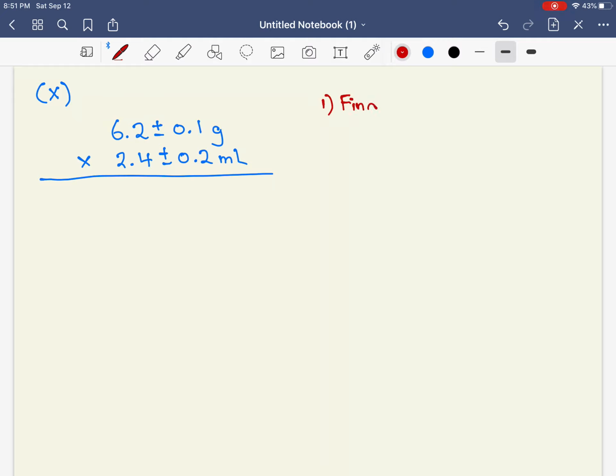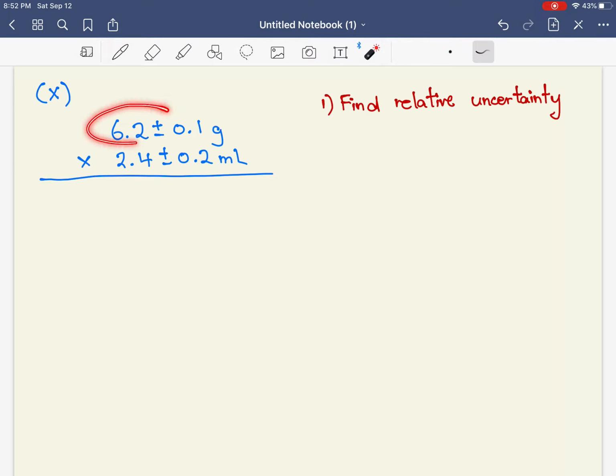So step number one, find what we call relative uncertainty. The question is, how do we do it? Well, let's take a look at the first measurement first. You have a mass measurement of 6.2 plus or minus 0.1 gram. If you remember, that's really meant as a range of, sorry, I mean 6.1 to 6.3. Anywhere between that is what this measurement is talking about.